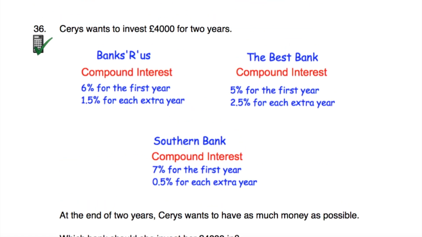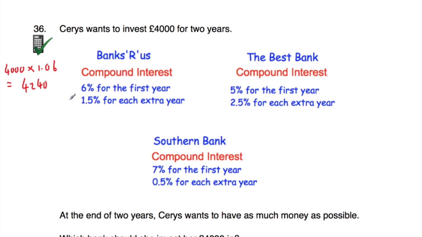Okay, so let's have a look at each of them. And I'm going to use multipliers for this question. So instead of dividing by 100 and then multiplying by 6 and then adding it on, I'm just going to use a multiplier. Let's start with Banks R Us. So she's got £4,000 to begin with. So if we start with the £4,000, Banks R Us pays 6% interest for the first year. So that means it's going to increase it by 6%. So the multiplier would be 1.06. And if we do 4,000 multiplied by 1.06, that'll tell us how much money is in the bank after 1 year. So that's equal to £4,240.